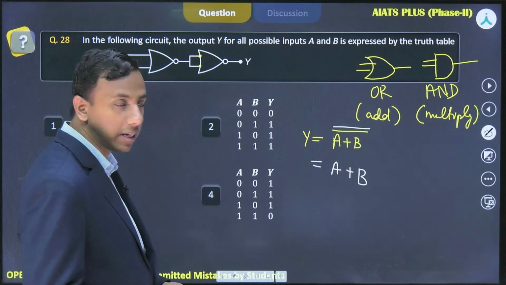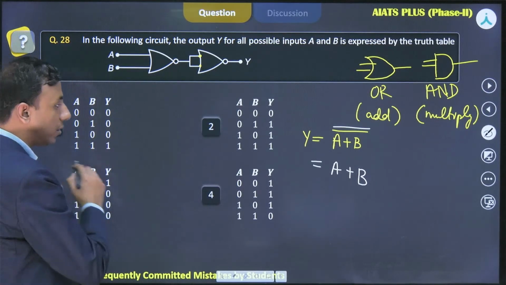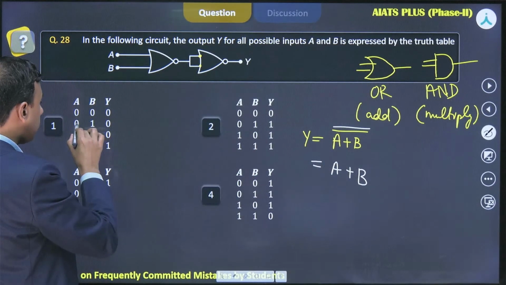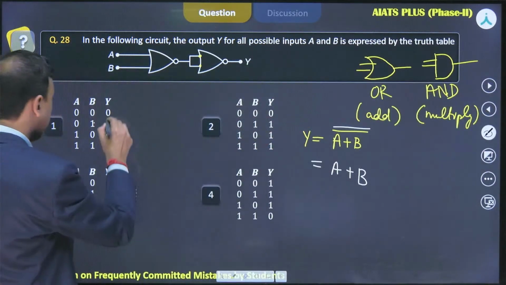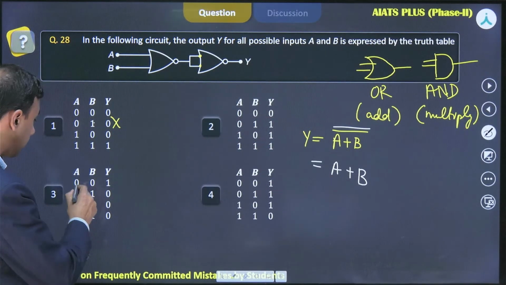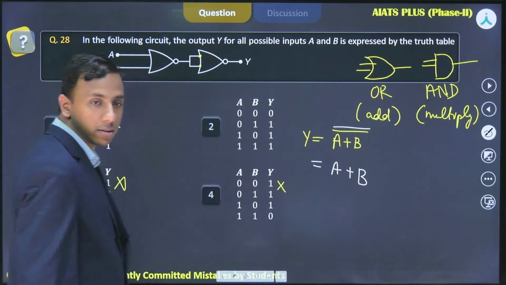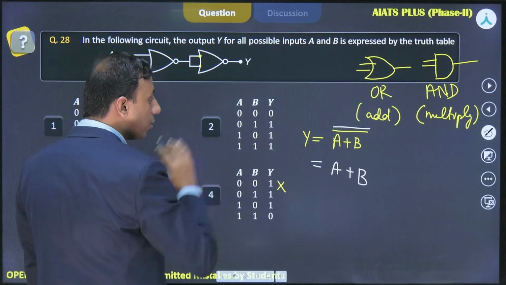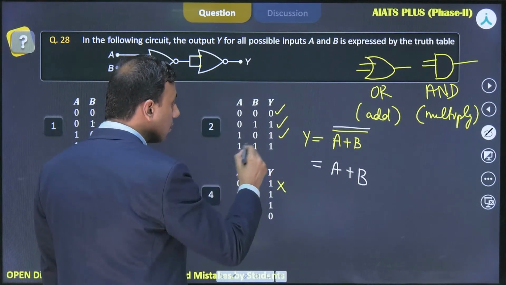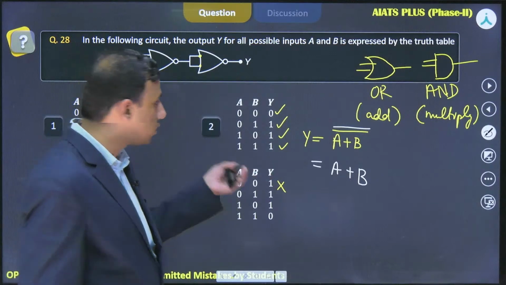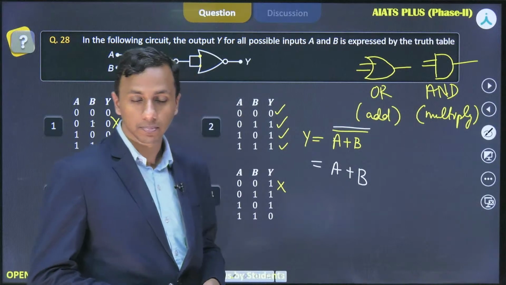And check the options, which one is correct. Let's see this one. 0 plus 0 is 0, right? Y is equal to A plus B. 0 plus 1 should be 1, right? Which means this one is incorrect. And here also, 0 plus 0 is 1, this is also incorrect. Here also 0 plus 0 is 1, this is also incorrect. Let's check this one. 0 plus 0 is 0, this is correct. 0 plus 1 is 1, correct. 1 plus 0, 1. 1 plus 1 is 1. This was the truth table for our OR gate.